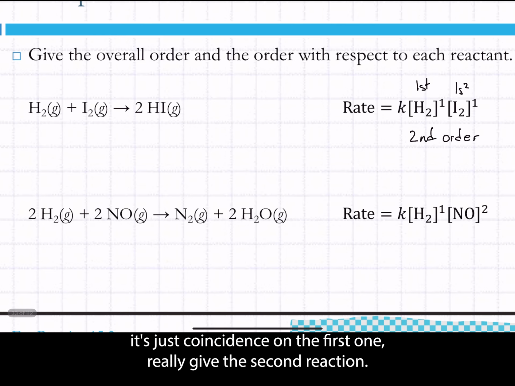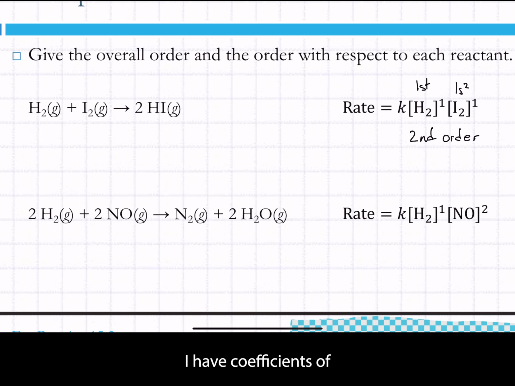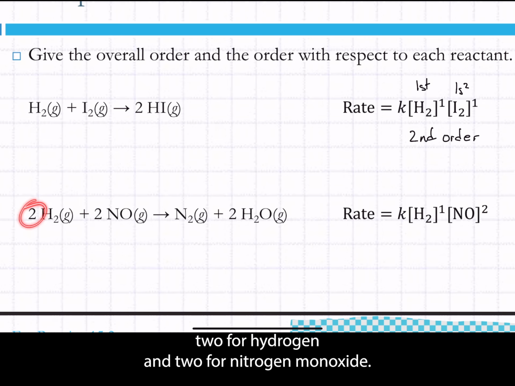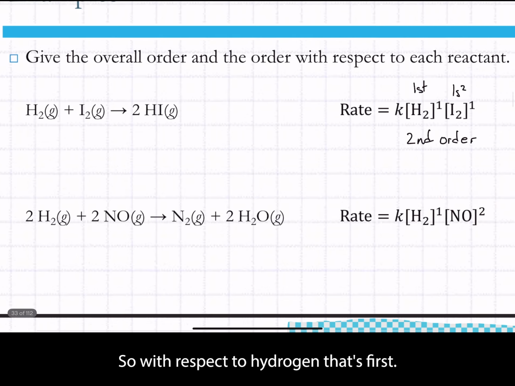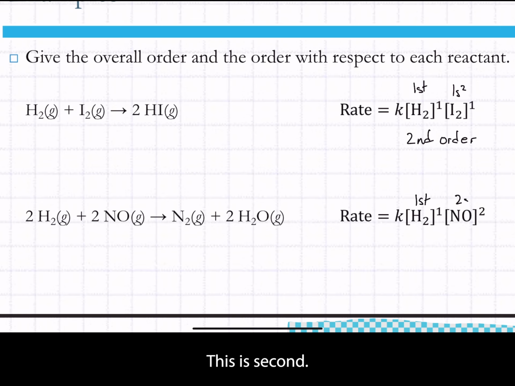And as an example of why it's just coincidence in the first one, if we're looking at the second reaction, I have coefficients of 2 for hydrogen and 2 for nitrogen monoxide. But when we look at the rate, hydrogen is still first order. Nitrogen monoxide is second order. So with respect to hydrogen, that's first. This is second. So the overall rate order is third order.